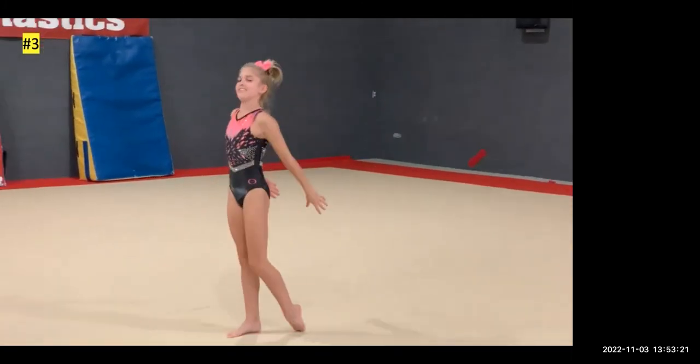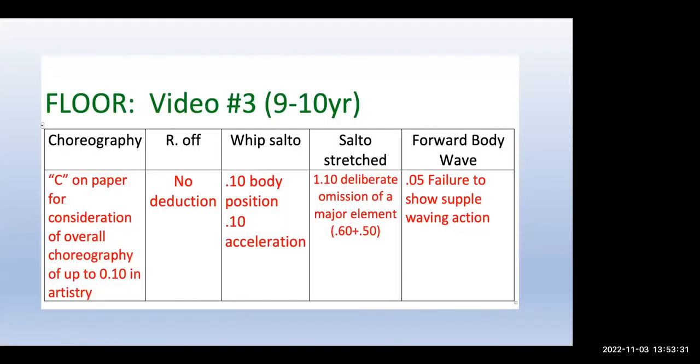Okay. She was also one of our national compulsory demonstrators. Well, all she did was walk backwards. That's with our new code of points optional rules too. We know that you're not supposed to do just backward steps without anything moving besides just walking. So you'd put a C on your paper. The roundoff didn't have a deduction.